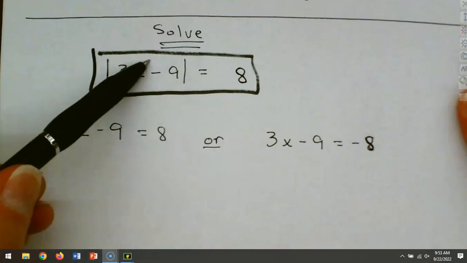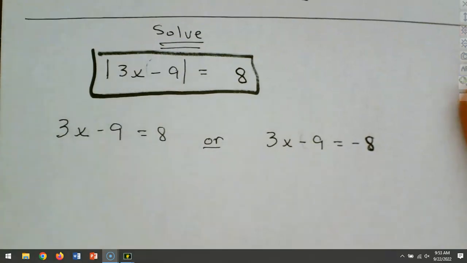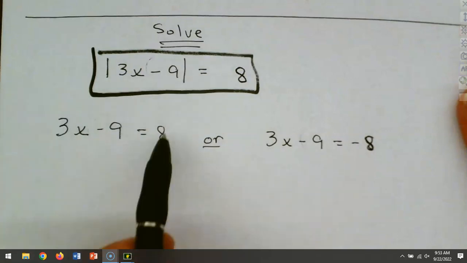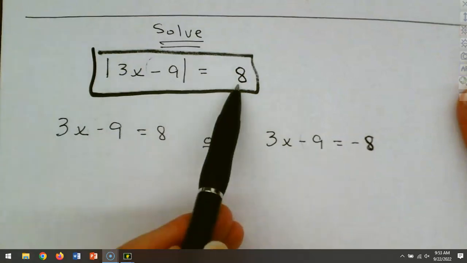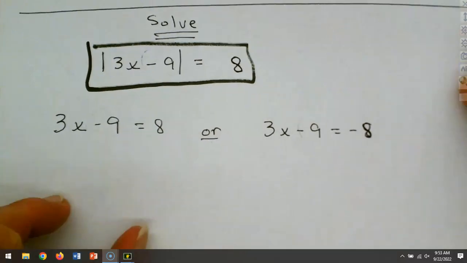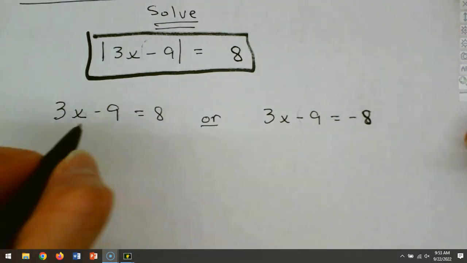No. Notice it was negative and it stayed negative, didn't it? What did I change? The only component I changed was this 8. So one of them is a positive 8. The other one is a negative 8. Now we have our two equations. We can solve this and we can get our two solutions.